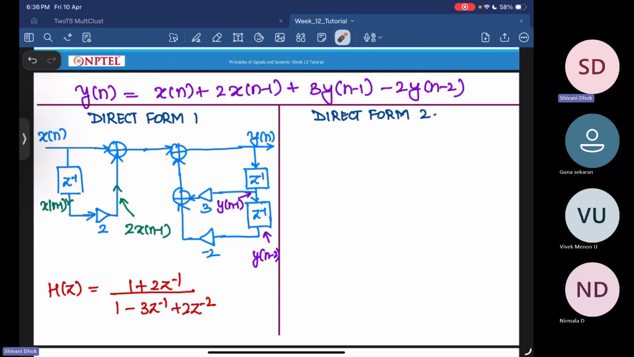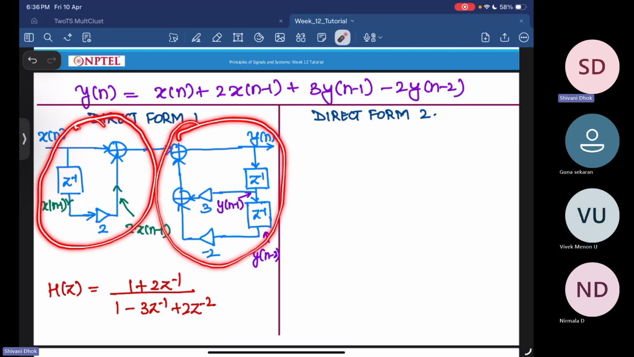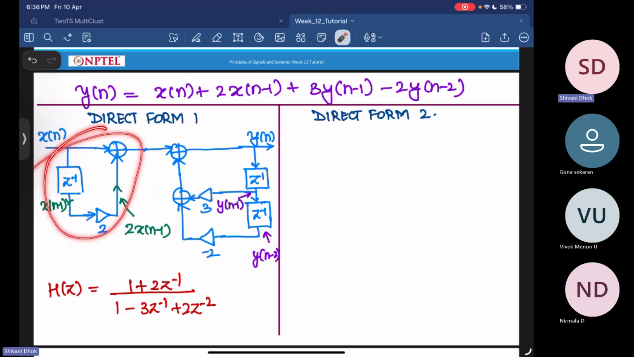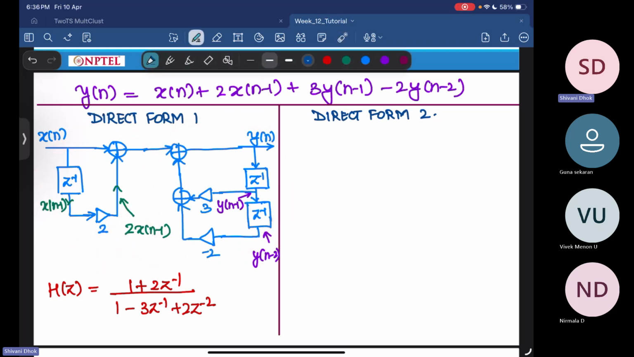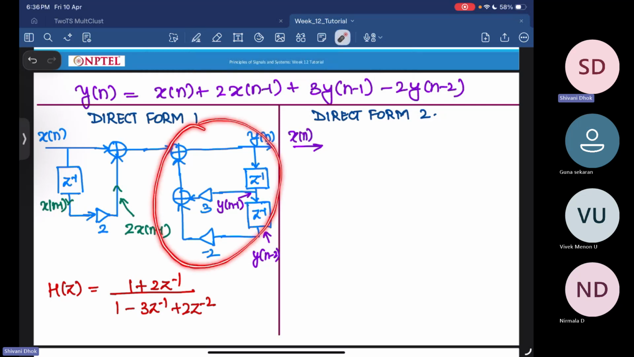So in direct form 2, what do you do? You realize that this system and this system both are like a cascade form of each other. Then we make use of the commutative property of your convolution, and we interchange these two systems. So instead of starting with this particular part, we start with this part. So you have your x of n. Then you reproduce this particular part.